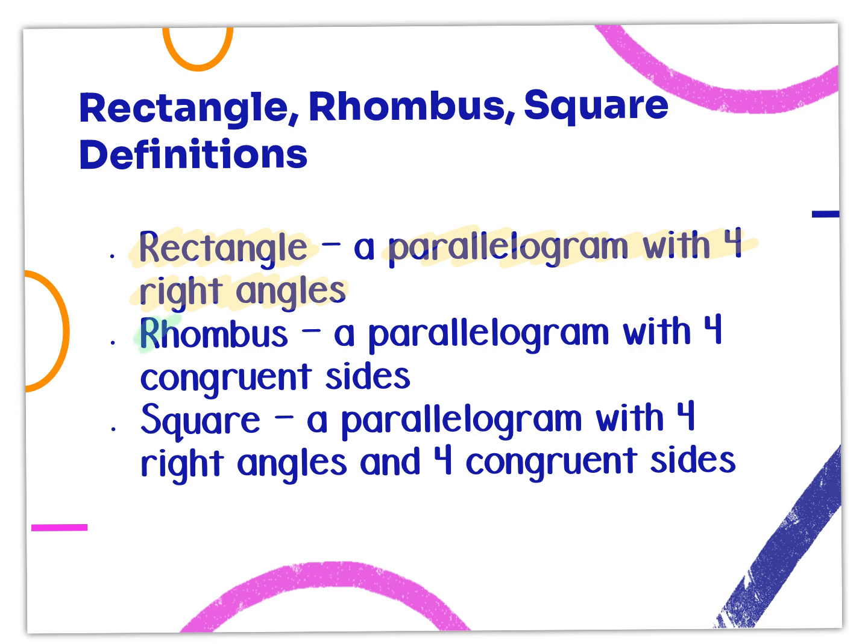A rhombus is a parallelogram as well, but it has 4 congruent sides. So to be a rhombus, it has to have just 4 congruent sides. Lastly, a square. A square is a parallelogram with 4 right angles and 4 congruent sides. So if you really pay attention, a square technically is both a rectangle because it has 4 right angles and a rhombus because it has 4 congruent sides.